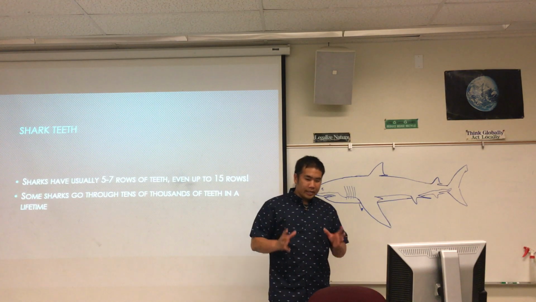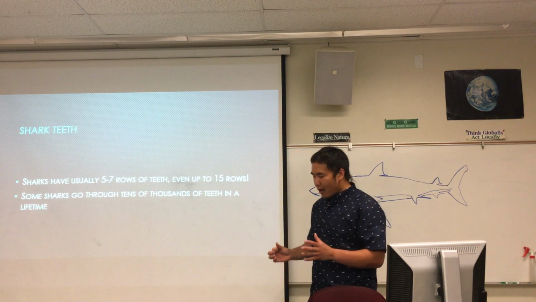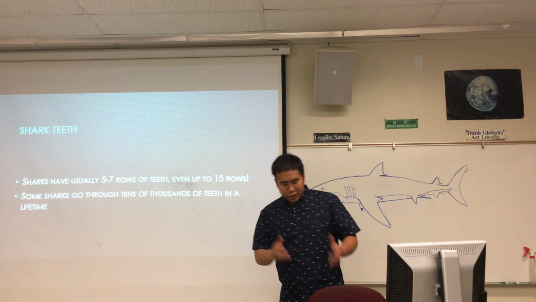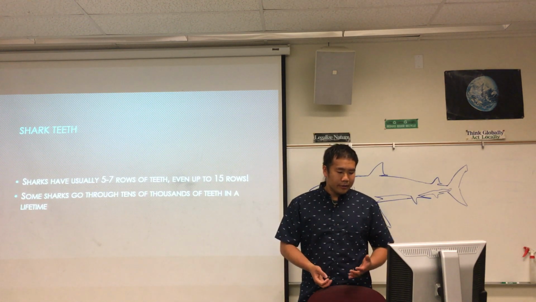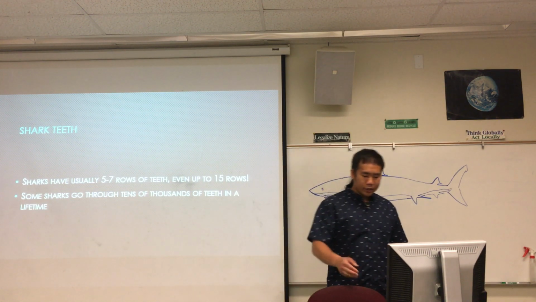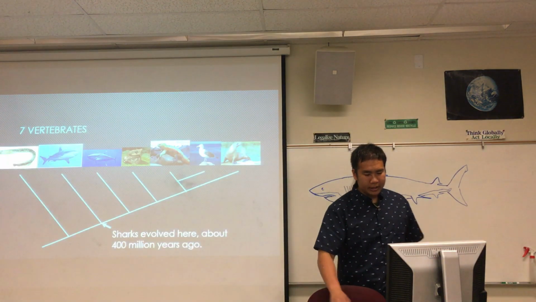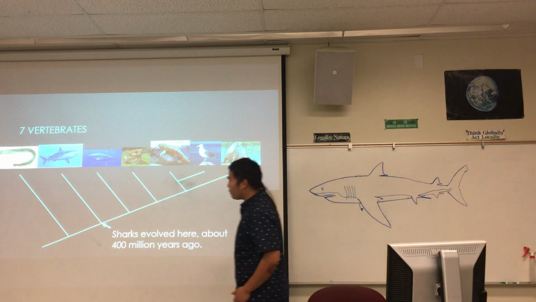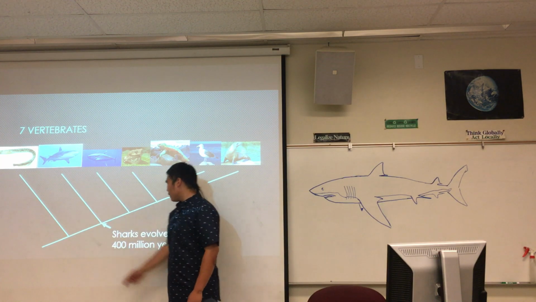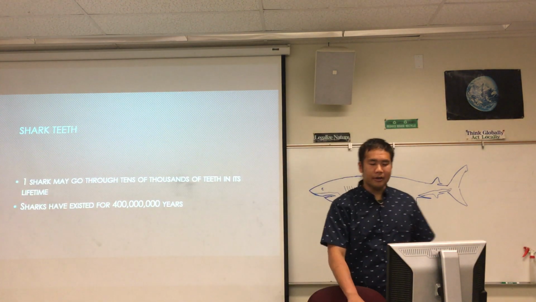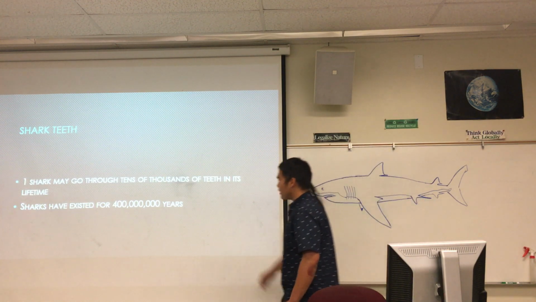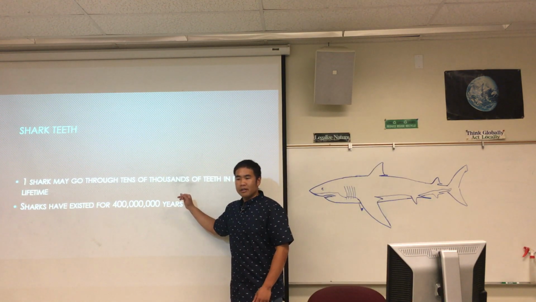Now, let's take these facts, okay? There's a lot of sharks out there, and each shark has a lot of teeth, and they lose a lot of teeth, and they keep growing these teeth. So let's see, where did sharks originate? Looking at this phylogeny here, sharks are very primitive. They started out super early, 400 million years ago. So for the past 400 million years, we have had sharks losing thousands of teeth, right?